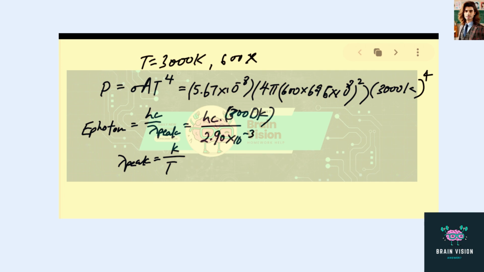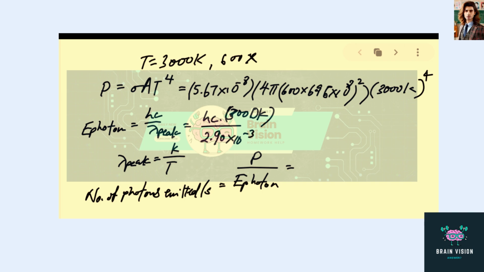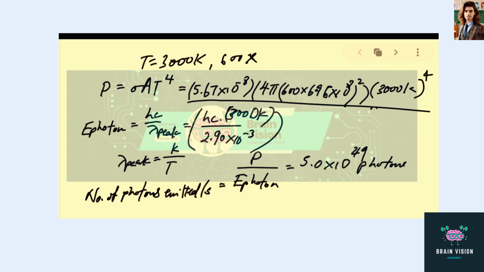Right, so therefore the total number of photons emitted per second, just take the power divided by the energy of each photon. Okay, so put all the expressions in, we evaluate this in the calculator, take this divided by this, and should get 5.0 times 10 to the power of 49 photons per second.